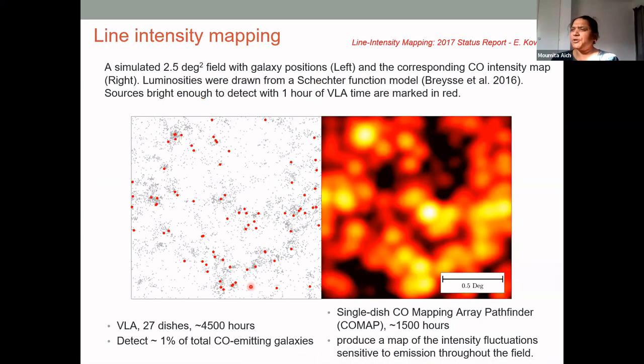Right. Just to show you how powerful intensity mapping can be, for example, what you have here is a 2.5 degree square field with galaxy positions. That's the left map. And on the right, what you have is a CO intensity map from an experiment called COMAP. So this is an intensity mapping experiment. The left map is using VLA with 27 radio dishes, and I think the time is about 4,500 hours. What you get is about 1% of the total CO emitting galaxies. And the right map is using the COMAP array for 1,500 hours. What you can see is it produces a map of intensity fluctuations sensitive to emission throughout the field, and you can point out where your emission is coming from.